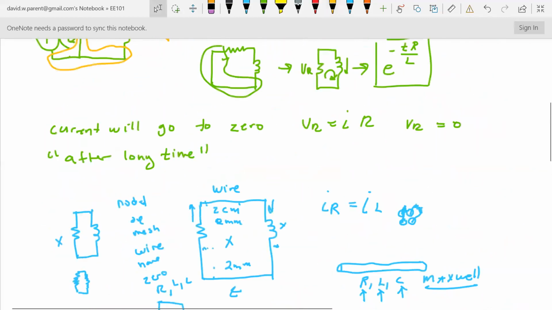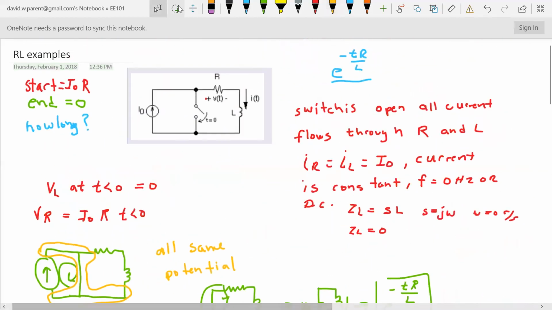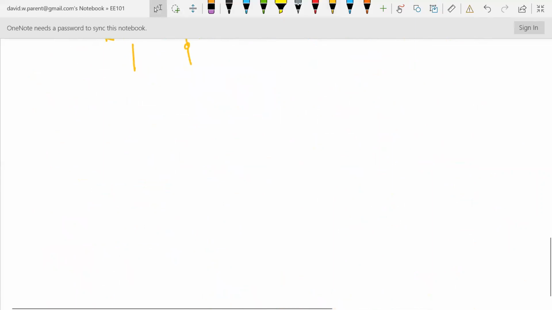So how long is in blue? E to the minus T over R L. Now, I want to talk a little bit more about how long.